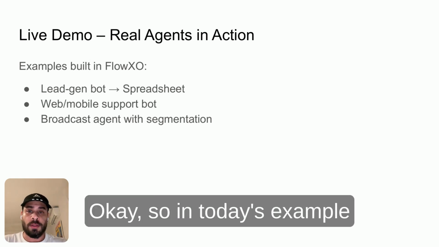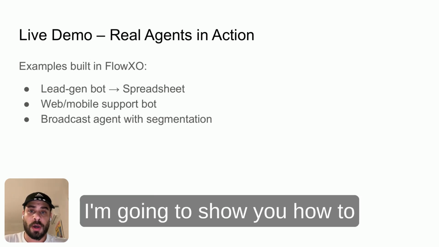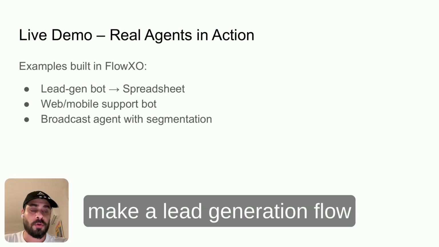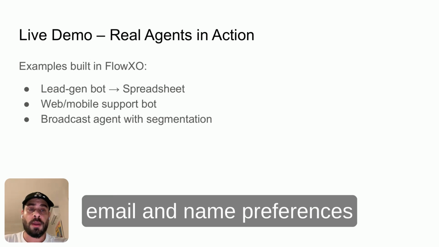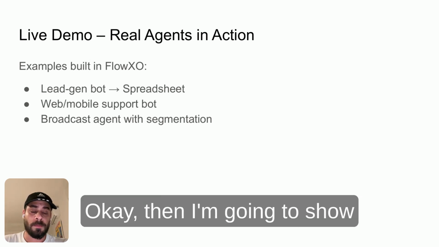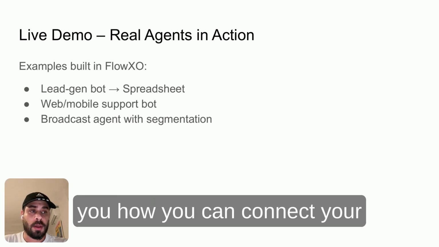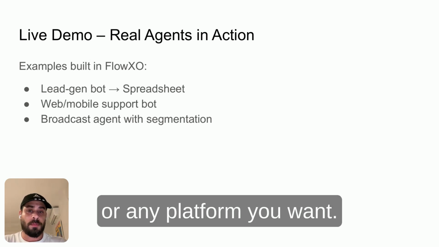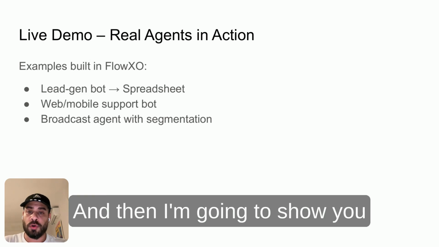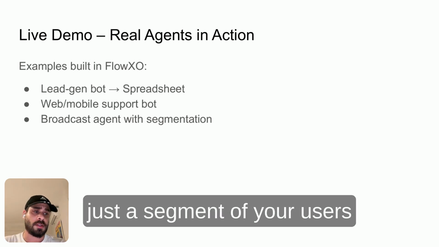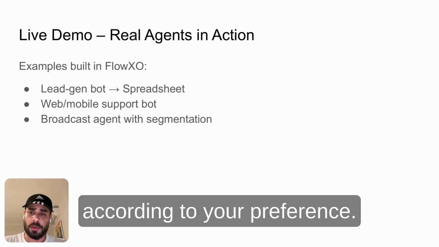Okay. So in today's example, I'm going to show you how to connect to a spreadsheet and make a lead generation flow so you can collect user email and name and preferences, and then you will be able to export this into a spreadsheet. Okay. Then I'm going to show you how you can connect your bot to a website or for mobile or any platform you want. And then I'm going to show you how you can broadcast a message to all your users or just a segment of your users according to your preference.